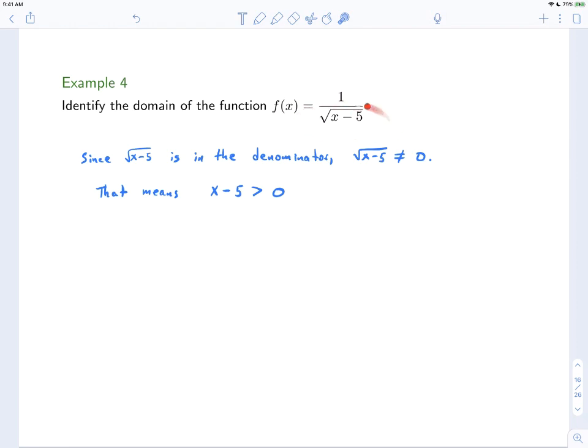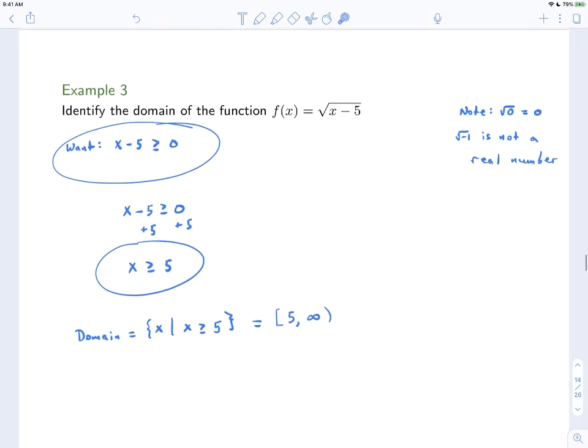It has to be greater than or equal to 0 because of the radical. Since this is the square root of x minus 5, that means x minus 5 has to be greater than or equal to 0. But since it's in the denominator, that means it also can't be equal to 0. So that's why we don't allow the equals here. In the previous example, we had x minus 5 is greater than or equal to 0. Let's just go back.